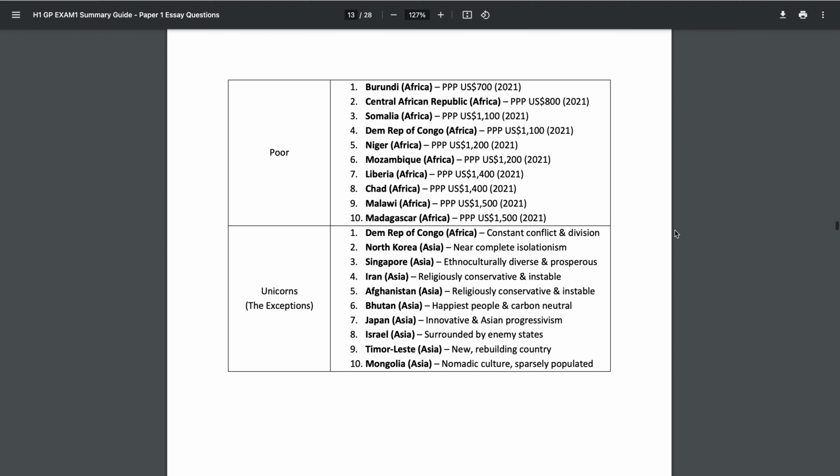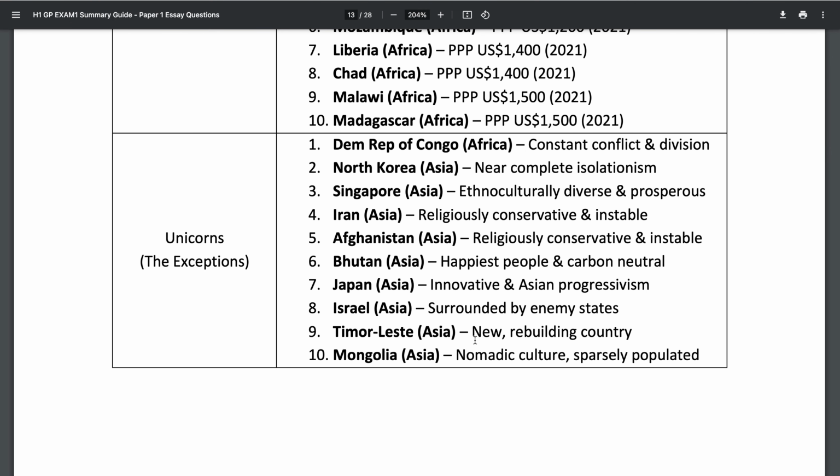Okay, and of course, unicorn countries are what we call the exceptions. These are countries that may not necessarily conform to general standards, general ideas. Okay, because the nature of their country is already different inherently. So countries like the Democratic Republic of Congo, which surprisingly has been under conflict and division since the colonial era all the way until now, they're still having it. Okay, North Korea, one of the only few countries in the world that is completely or nearly completely isolated from the rest of the world.